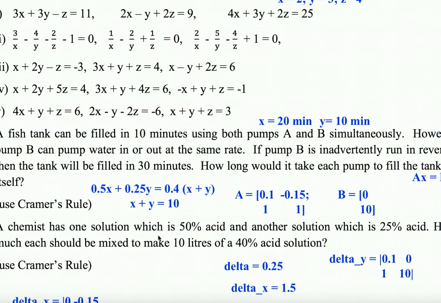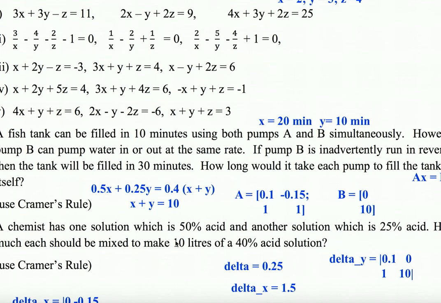A chemist has one solution which is 50% acid, and another solution which is 25% acid. How much of each should be mixed to make 10 liters of 40% acid solution? Okay, let's say this is x liters and this is y liters. So 50% of x, 0.5x, plus 25% of y, 0.25y, must be equal to 40% of x plus y, right? That is the first equation.